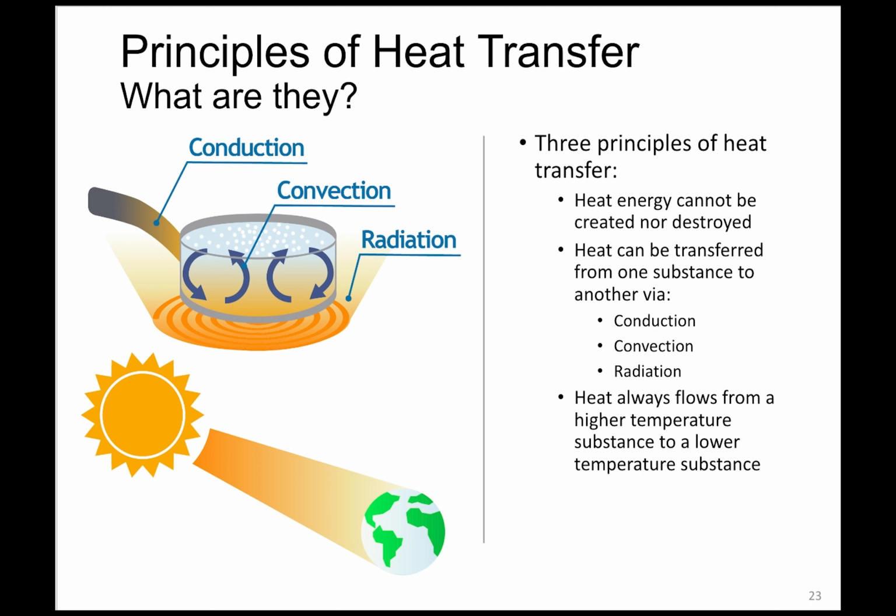The second principle is that heat is transferred by means of conduction, convection, and radiation. Conduction and convection can be confused because their spelling only differs by a couple of letters. Conduction occurs through direct contact. So one way of keeping them straight is that conduction has a D for direct in its spelling.